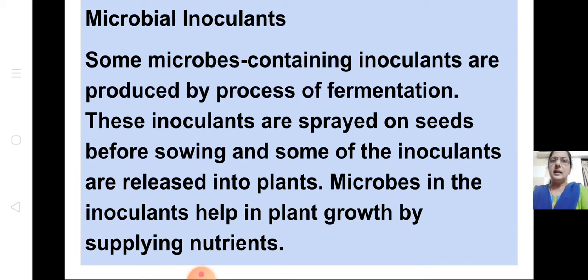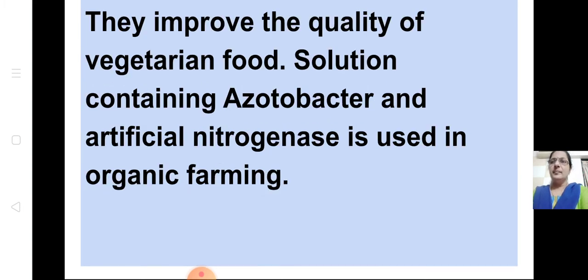Some microbes containing inoculants are produced by the process of fermentation. These inoculants are sprayed on seeds. I told you last year we learnt about rhizobium. Okay, these inoculants are sprayed on seed before sowing, and some of the inoculants are released into plants. So it will have a rich content of nitrogen then. Microbes in the inoculants help in plant growth by supplying nutrients. So when you give these inoculants to the plant, it will grow with a good amount of nutrients. Okay, we learned it last year in 9th standard. They improve the quality of vegetarian food.